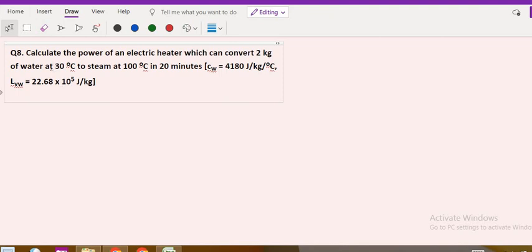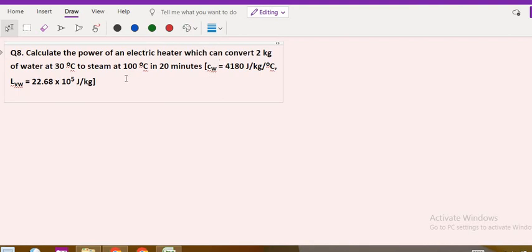Fine. So here we have come to the last question of the session. It is saying: calculate the power of an electric heater which can convert 2 kg of water at 30 degrees Celsius to steam at 100 degrees Celsius in 20 minutes. So water is to be converted to steam.